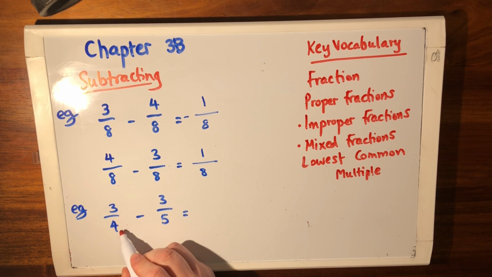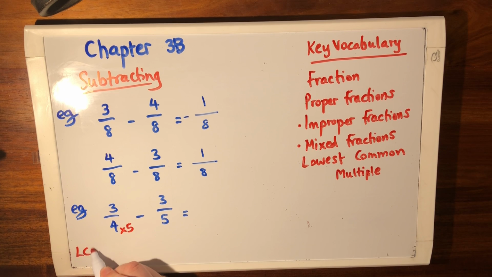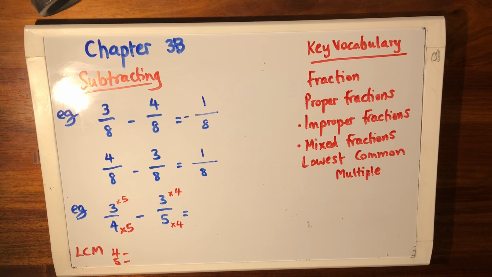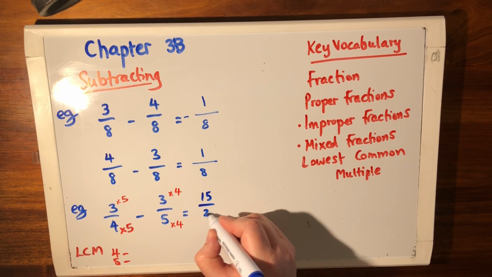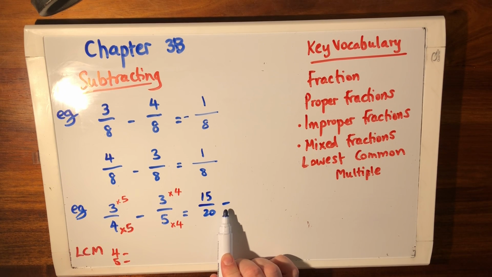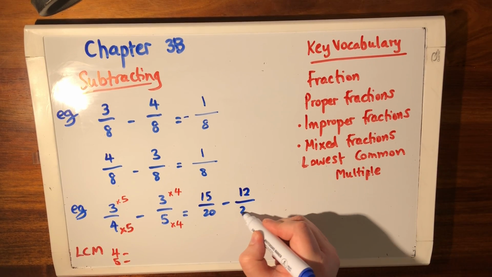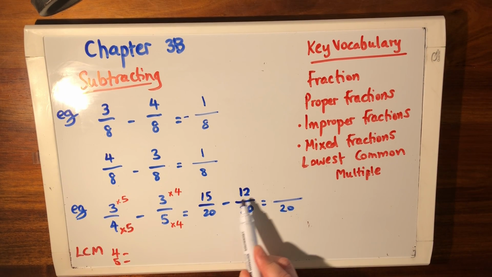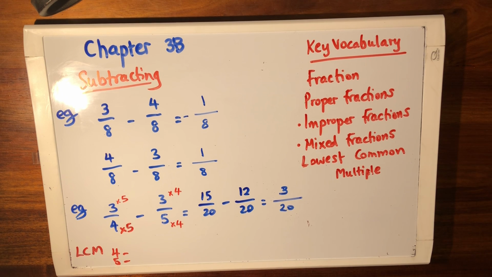And so we know from before, we have to work out the lowest common multiple of 4 and 5. And we did that before. We know that we have to multiply by 5 the denominator of 4, and the same on the top. Apply the same as before. And so that would now equal 15/20 take away, keeping the same operation, 12/20. And so this finally now would be 15 take away 12, 3/20. And that's how you subtract fractions.